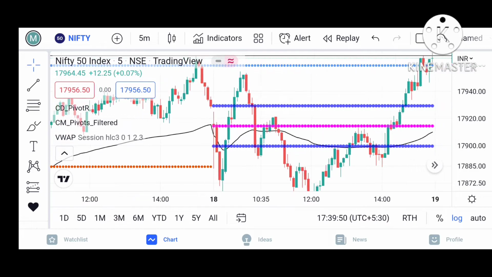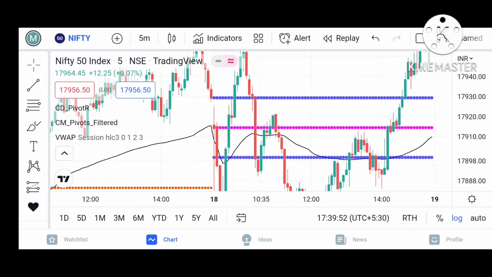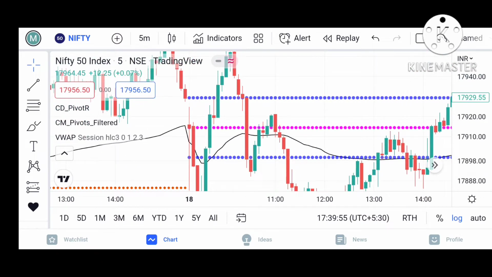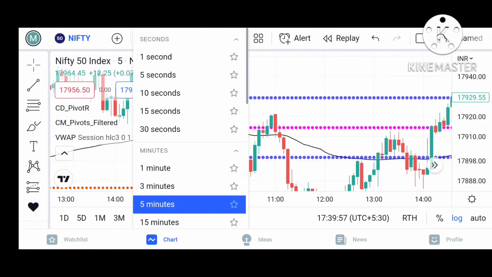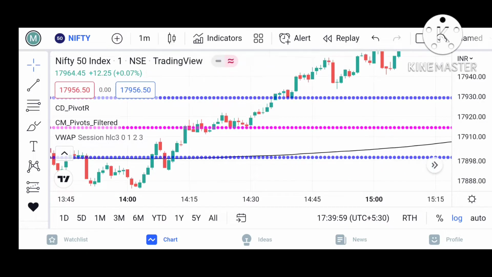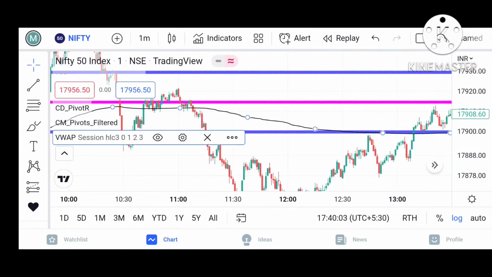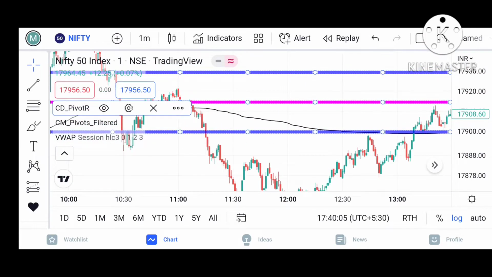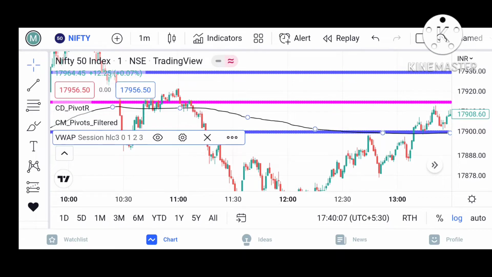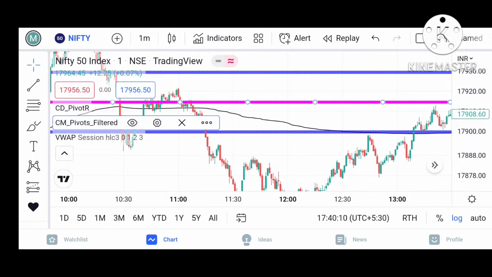Now you will find the black line over your chart, and we have to change the candle to the 1 minute timeframe. This is the 1 minute chart, and I don't think we need this CPR and pivot also, so I will hide this CPR pivot. The CPR pivot is not going to work here, so I will hide it.